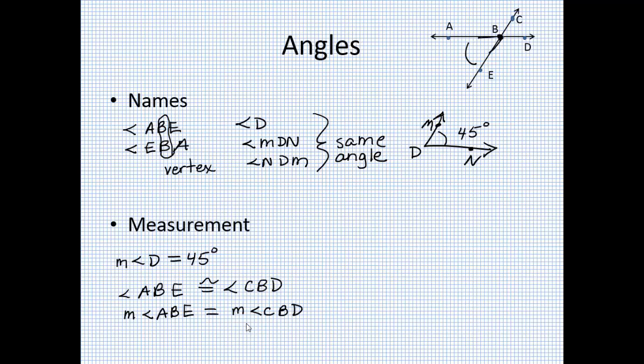We can say they're equal because the measurements are numbers. So we use equals for numbers and congruent for figures. The reason I know those are congruent is because they are vertical angles.